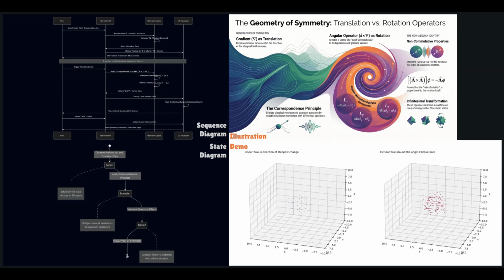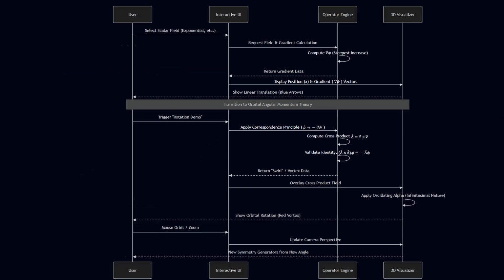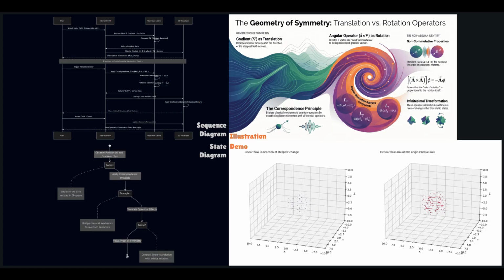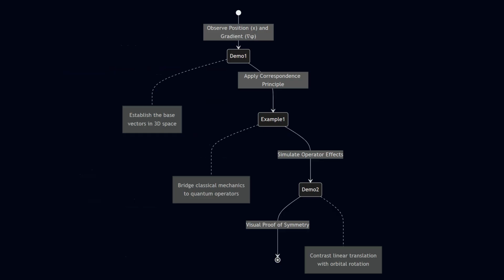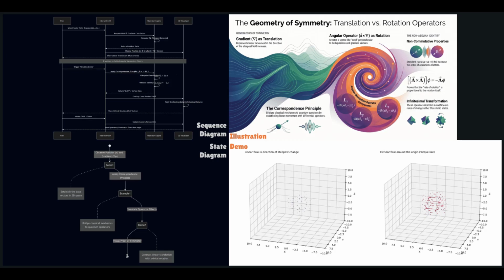While the state diagram shows us the path of learning and the sequence diagram shows the steps of execution, the derivation sheet provides the visual proof of symmetry. It demonstrates that these rotations are not just random movements, but are the fundamental generators that describe how a field behaves when it is turned in three-dimensional space.